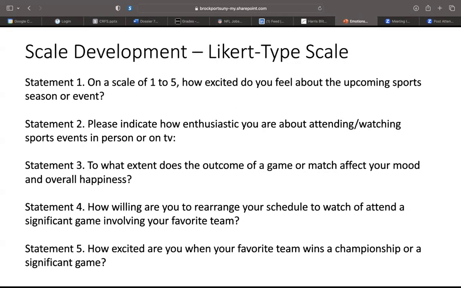So then finally, in developing our Likert type scale, some of the statements we used, on a scale of 1 to 5: One, how excited do you feel about the upcoming sports season or event? Two, please indicate how enthusiastic you are about attending or watching sports events in person or on TV. Three, to what extent does the outcome of a game or match affect your mood and overall happiness? Four, how willing are you to rearrange your schedule to watch or attend a significant game involving your favorite team? And five, how excited are you when your favorite team wins a championship or is in a significant game?